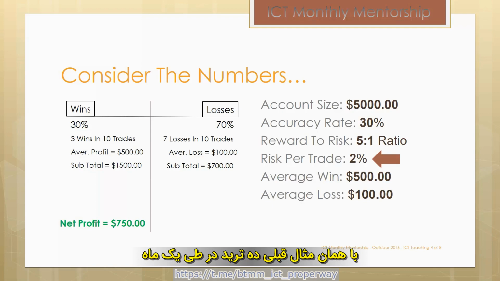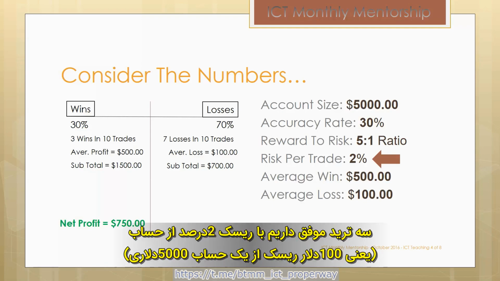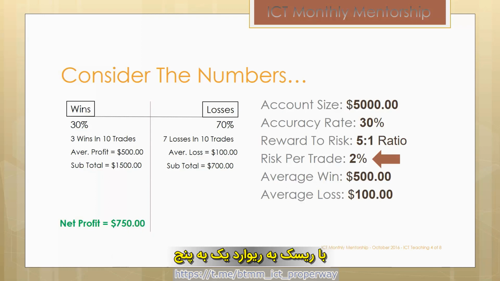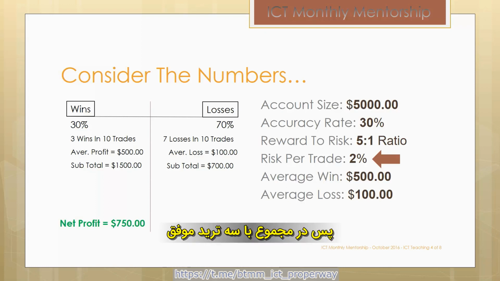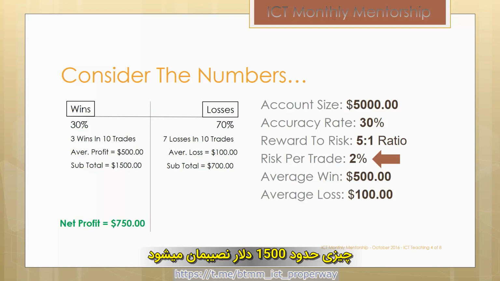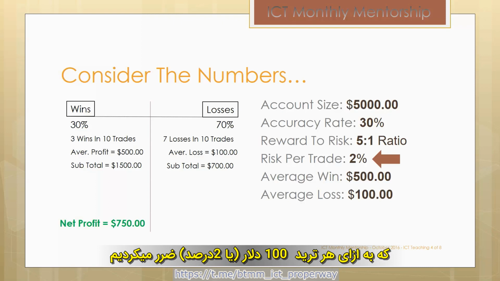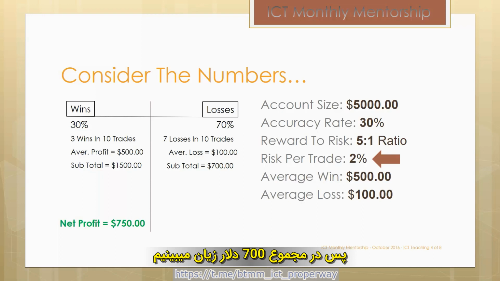Out of a sample set of 10 trades over the course of a calendar month, 3 wins at 2% risk per trade, multiple of 5 to 1 reward to risk. Our average profit jumps to $500. If our 3 winning trades at $500 average profit, this gives us a subtotal of $1,500. Our 7 losing trades at an average loss of $100, or 2% of our equity, the subtotal would obviously be $700.